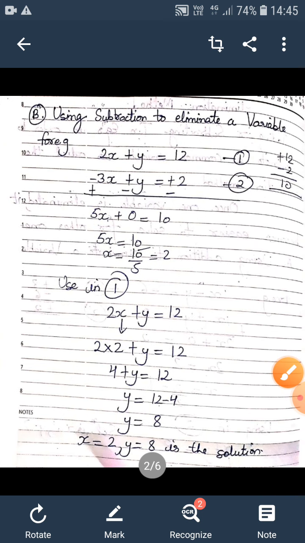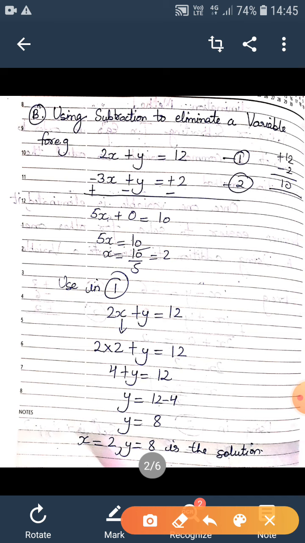Now moving on, we have the second case where we are going to use subtraction to eliminate a variable. You can see in these two equations, the first equation is 2x plus y equals 12 and the second is 3x plus y equals 2. If we add these two equations, then no variable is going to be eliminated or removed. Why? Because plus y and plus y is going to give us 2y. So it is not going to be eliminated.